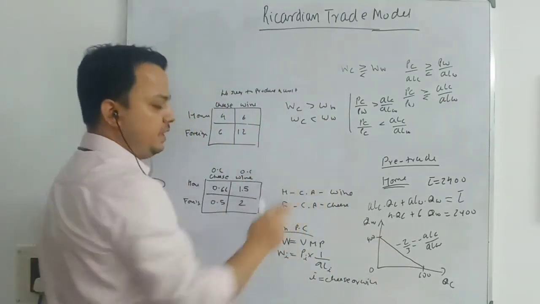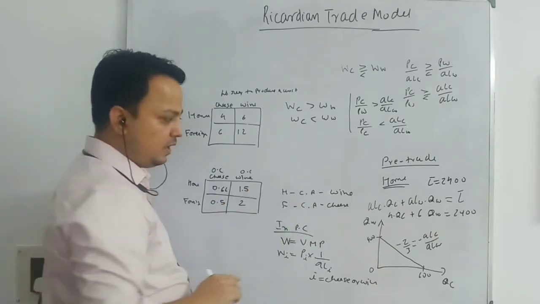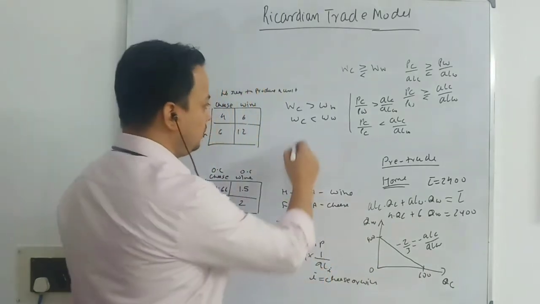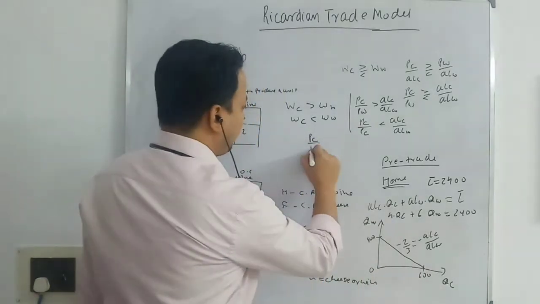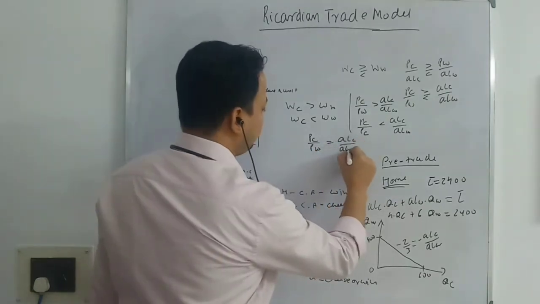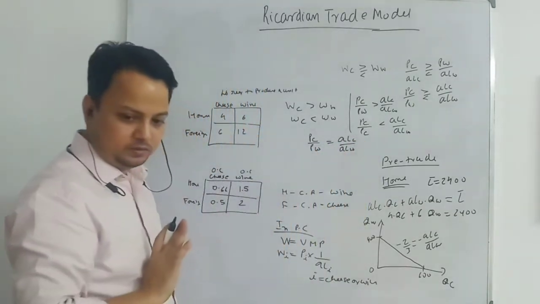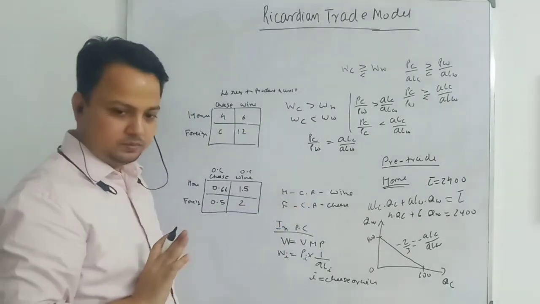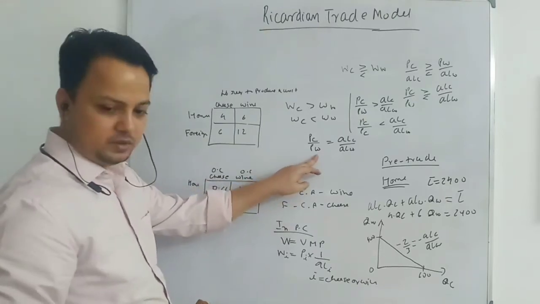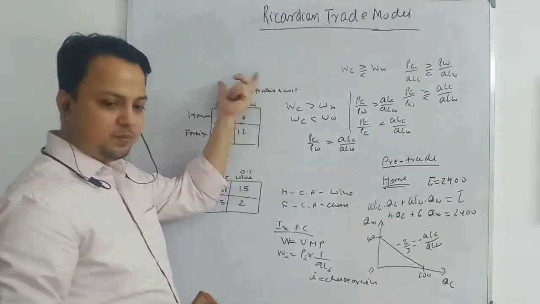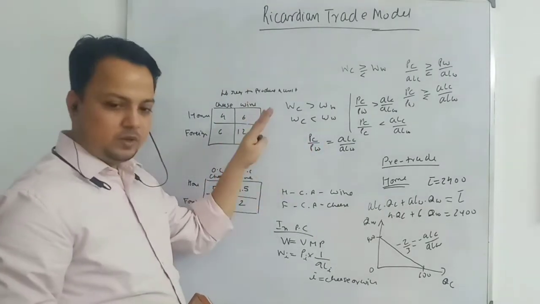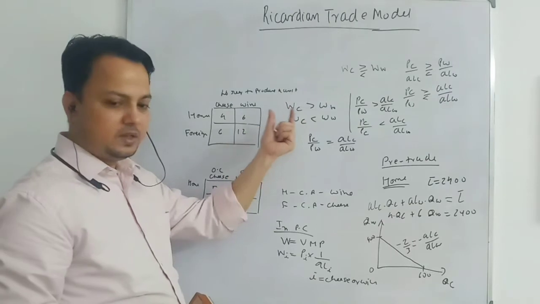So in a pre-trade situation, an economy will produce both goods, cheese also, wine also. So we say that the relative price of cheese will be equal to the opportunity cost of producing cheese in the pre-trade situation. This conclusion we have drawn. So I am going to start from this conclusion, and I want to look at the pre-trade situation in the foreign country also. Then I will look at the trade. I will start with the statement.